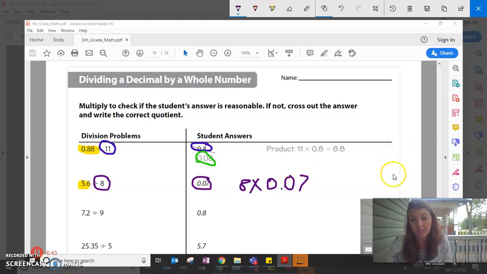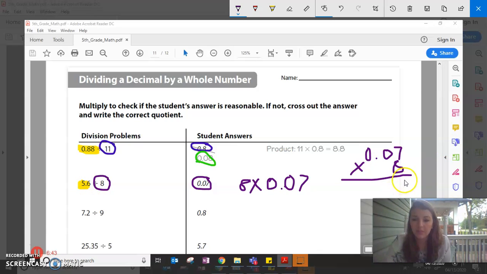I'm going to do this over here to the side. So I'm going to write the longer number on top, 0 and 7 hundredths. And I want to multiply that by 8. And I want to see if I get 5 6/10, or 5.6.